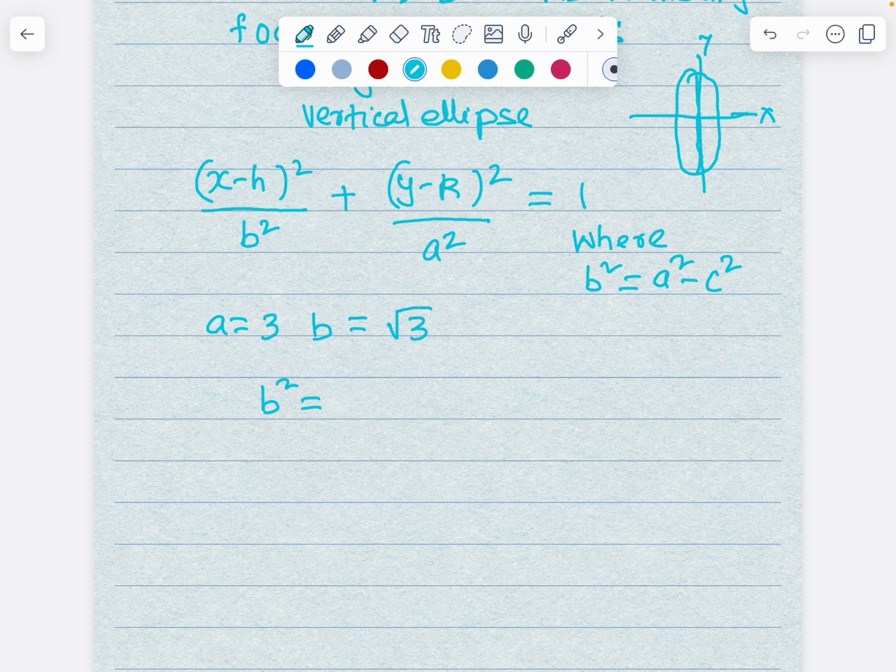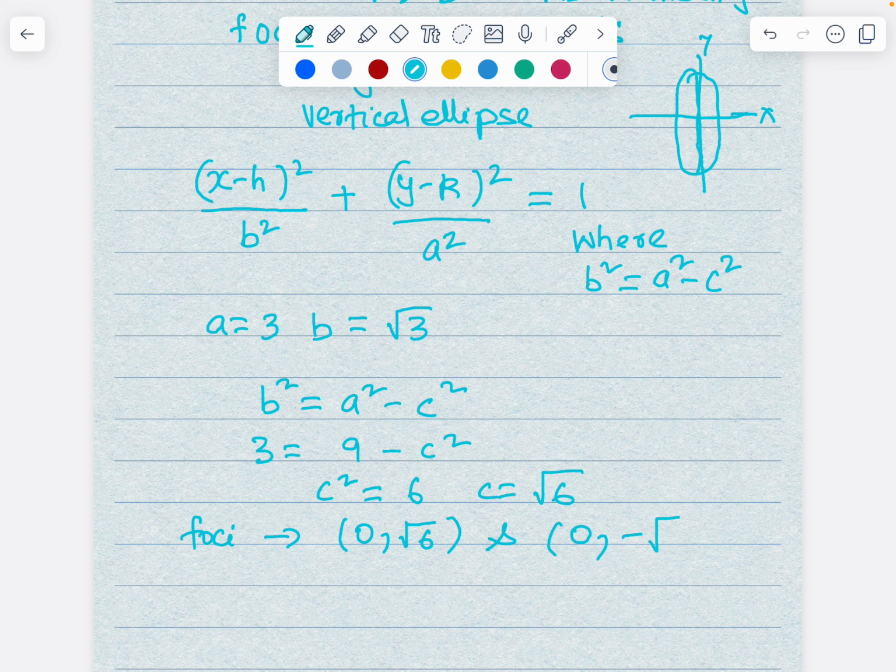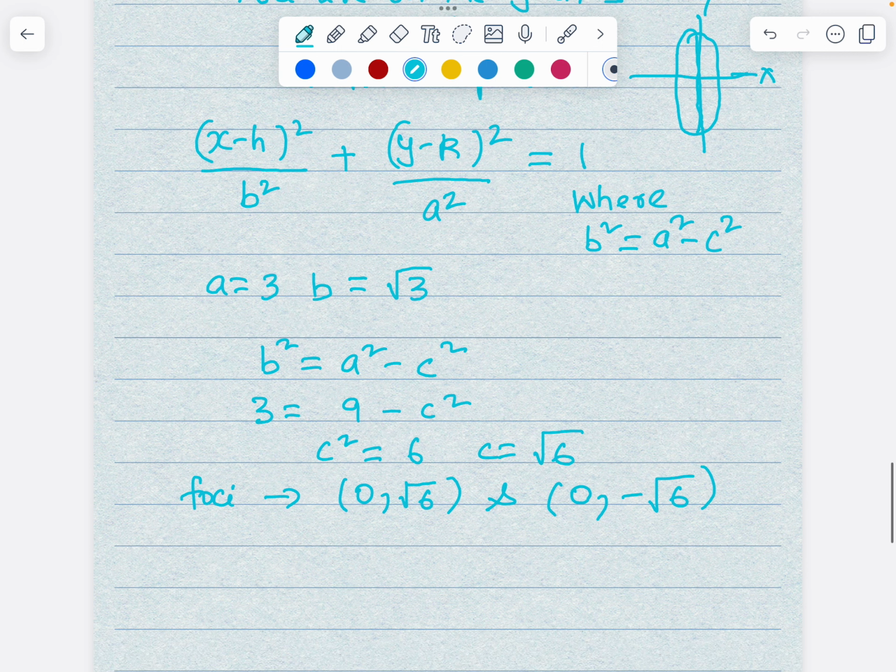So now let's find out c using b square equals a square minus c square. So 3 equals 9 minus c square. C square is 6 and c is root 6. So therefore the foci are 0, root 6 and 0, minus root 6. Now you can see that the center is 0, 0 because the value of h and k in the given equation is 0, 0.